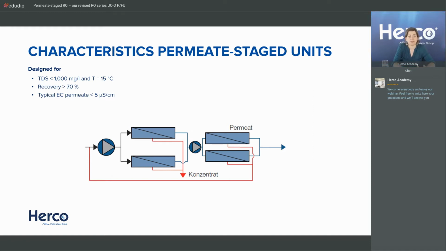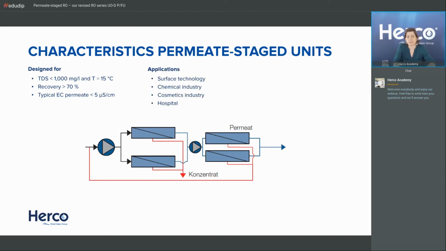We have a typical conductivity in the permeate of the second stage of 5 microsiemens per centimeter. And you can see here also in the flow scheme that the concentrate of the second stage goes back into the feed. That is because the concentrate of the second stage is pretty clean, because we actually feed the second stage with permeate already. So the quality is definitely better than feed water, and it's going to improve our feed coming into the first stage.